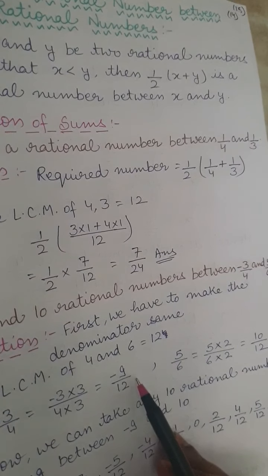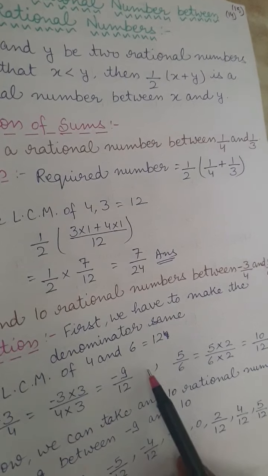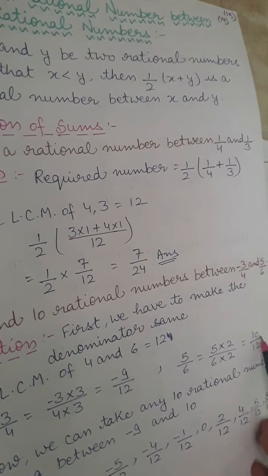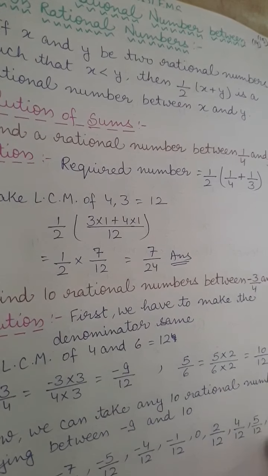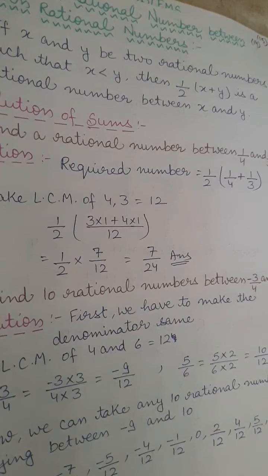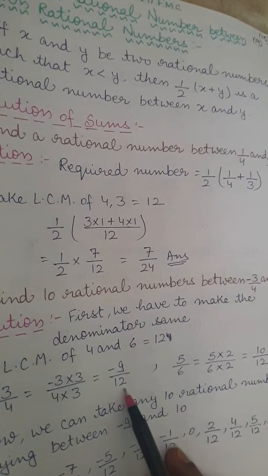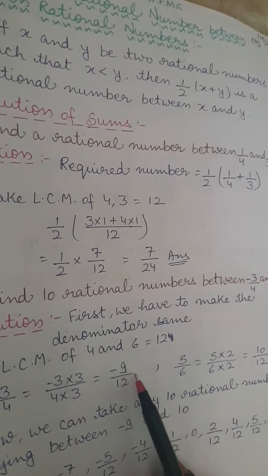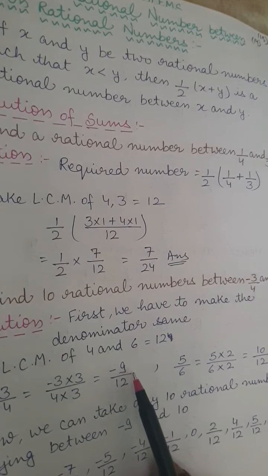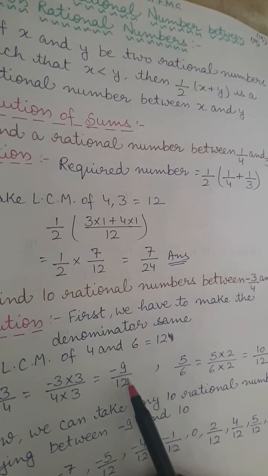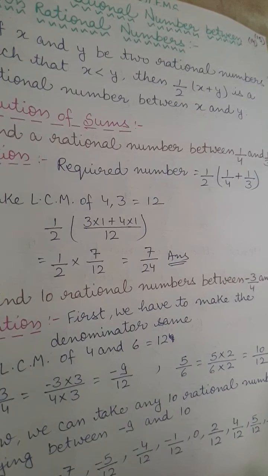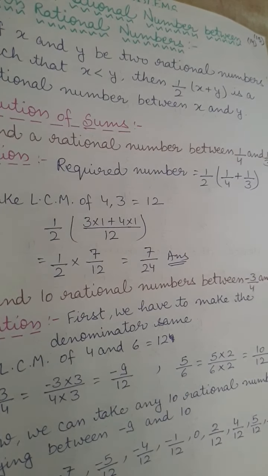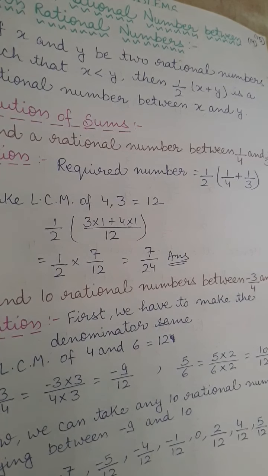Now what we have obtained? We have obtained -9/12 and 10/12. Now see, the denominators are same, both are 12. So you can now take any 10 rational numbers between -9 and 10. -9 से 10 के बीच में कोई से भी 10 rational numbers तुम अपनी choice से ले सकते हो and that will be your answer.